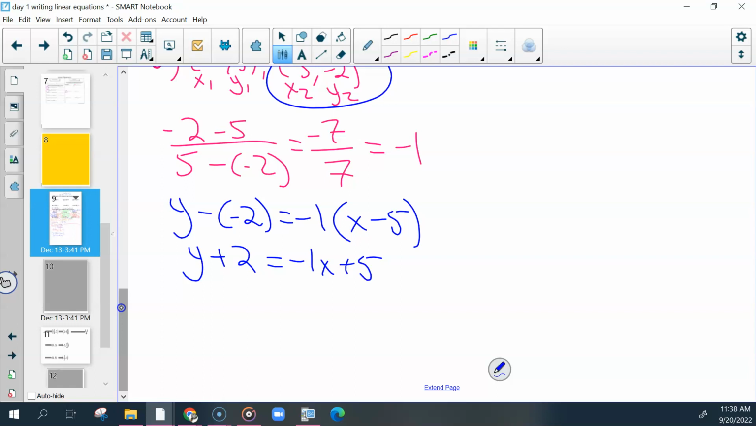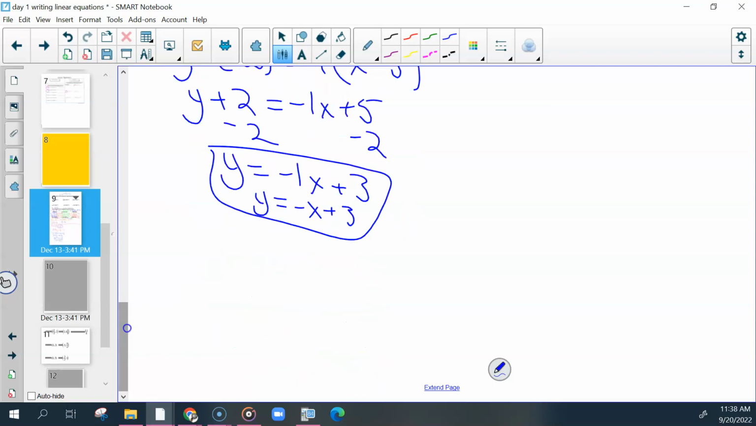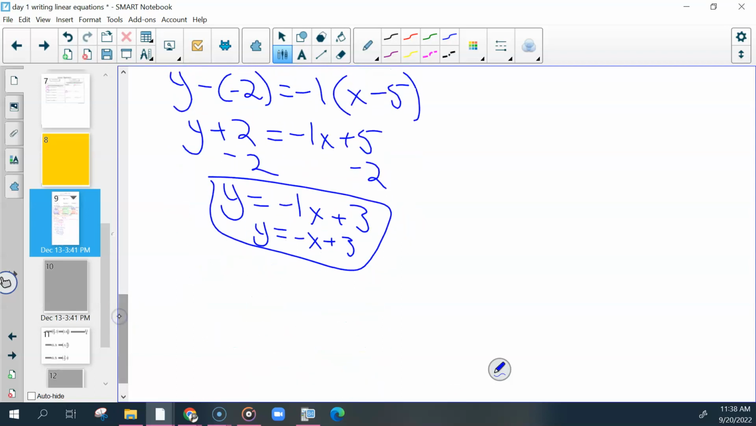And then to get y by itself, we do what? Subtract 2. Y equals negative 1x plus 3, or y equals negative x plus 3, either or. Questions about that one?